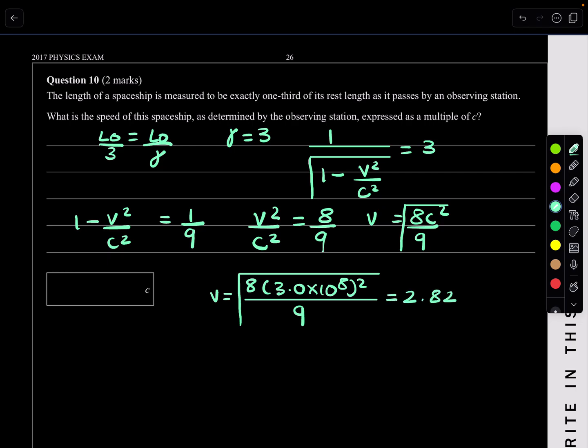2.8 and so on. It's just a big number, close to the value of c. All we have to do is divide it by the value of c to get it in terms of a multiple of c, which gives me 0.94c. That's it. This is what it gave me: 2.82 times 10 to the power of 8. I just divided it by the c value, and it gave me a multiple of c.